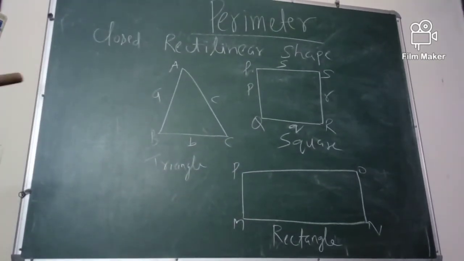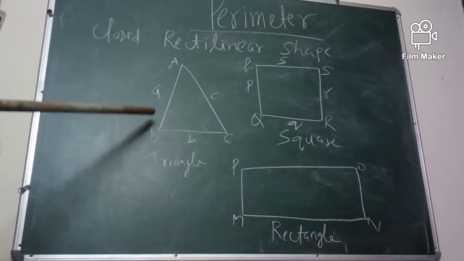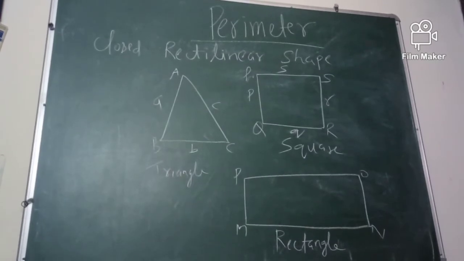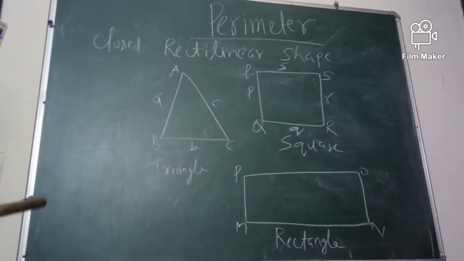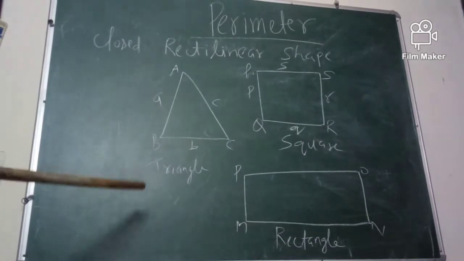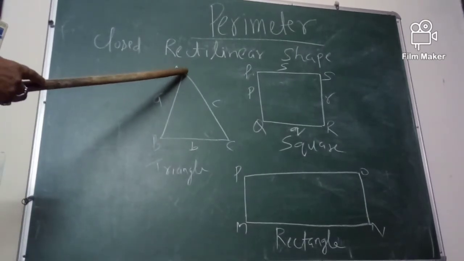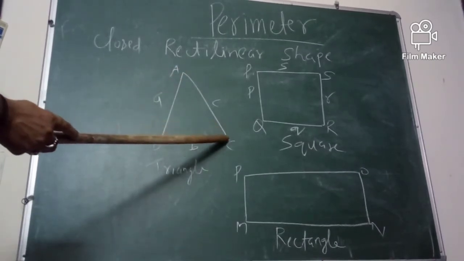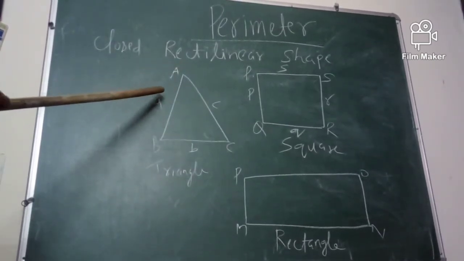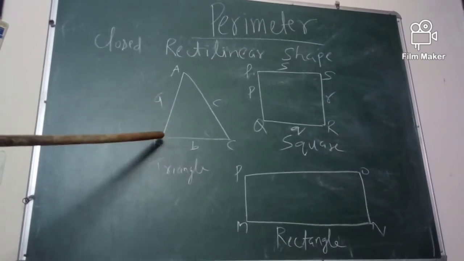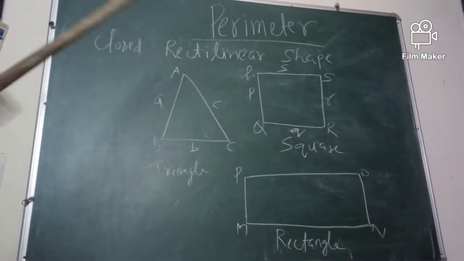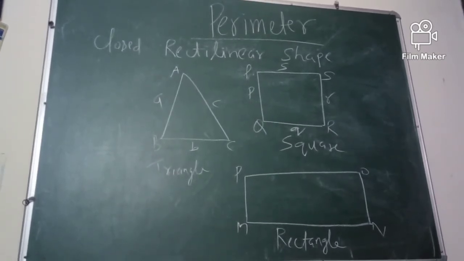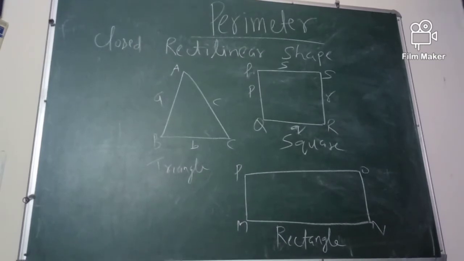So we will start with the perimeter of a triangle. Basically, perimeter is the length of its boundary. So how do we calculate the length of the boundary? We will calculate the lengths of all three line segments AB, BC and CA. We have written the length of AB as a, BC as b and CA as c. So what will be the perimeter? Perimeter will be a plus b plus c.